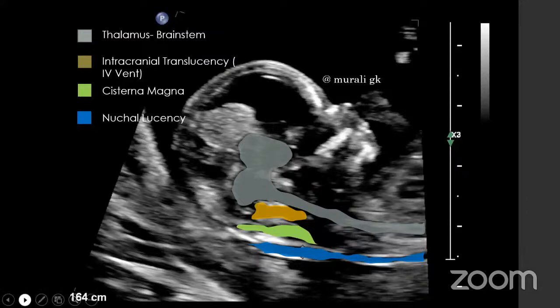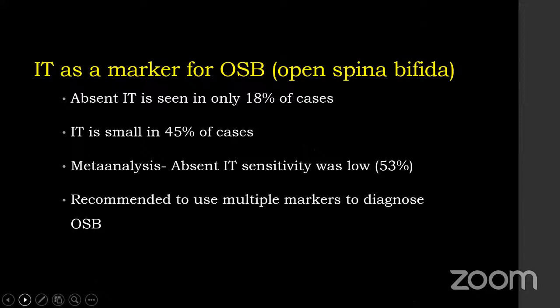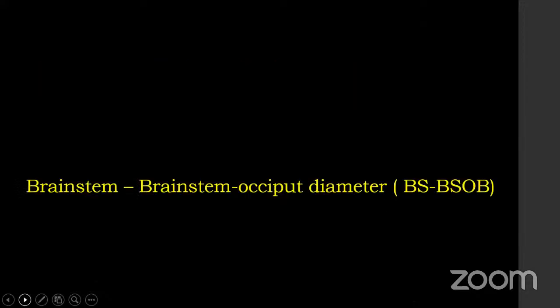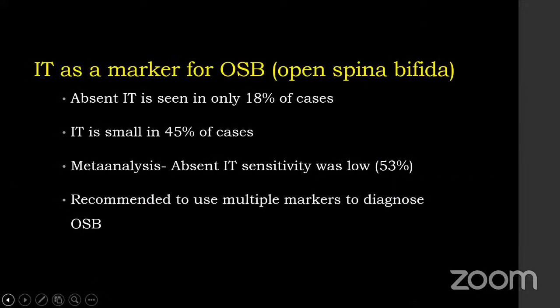Now going one step ahead, you all have heard about IT, the intracranial translucency, which I mentioned earlier for open spina bifida. It's absent in only 18% of cases. It's small in 45% of cases. A meta-analysis says absent IT has a sensitivity as low as 53%. So it is recommended to use other markers to diagnose open spina bifida.